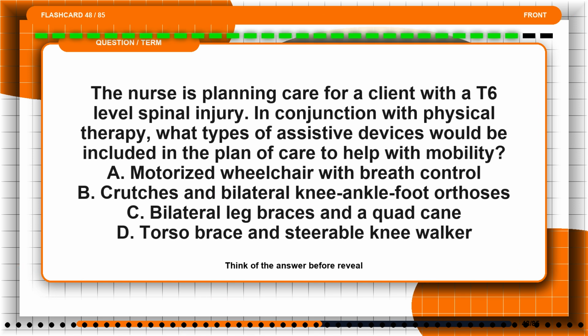Flashcard 48. The nurse is planning care for a client with a T6 level spinal injury. In conjunction with physical therapy, what types of assistive devices would be included in the plan of care to help with mobility? A. Motorized wheelchair with breath control. B. Crutches and bilateral knee-ankle foot orthoses. C. Bilateral leg braces and a quad cane. D. Torso brace and steerable knee walker.